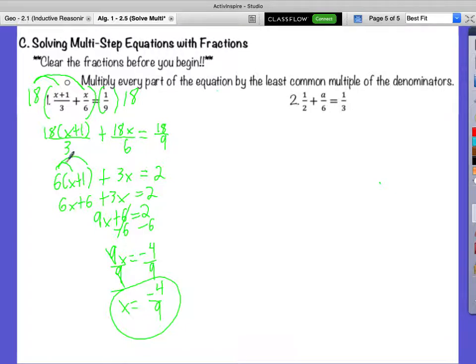Whenever we have a setup where everything's a fraction like that, we want to do this because that's going to make our life way easier, okay?